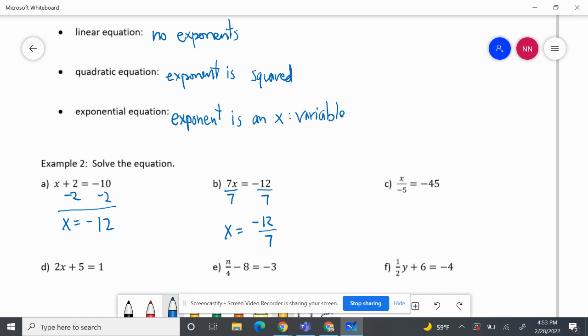And for letter C, we see the division bar, so the opposite of division is multiplication. We're going to multiply it by negative 5. And the negative 5's cancel. We get x equals, negative and negative is a positive, and 25 times 5 is 125.